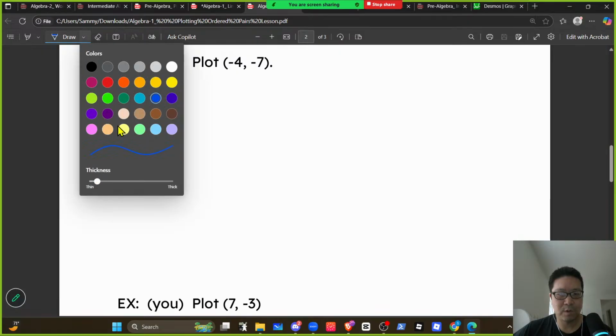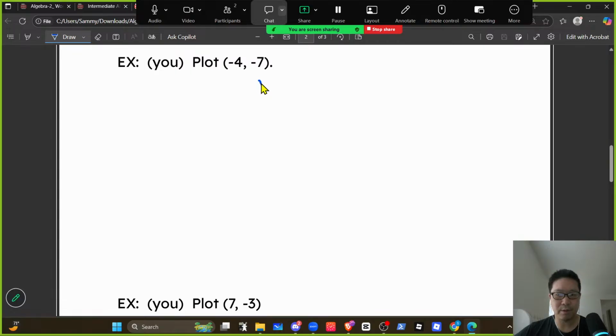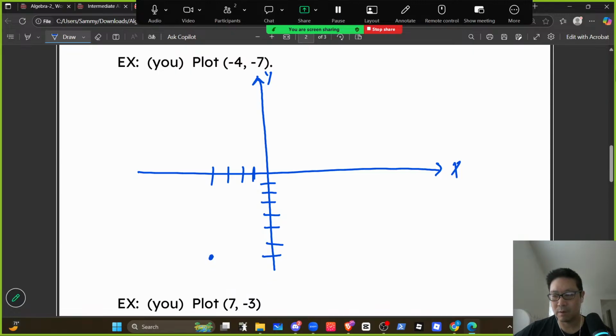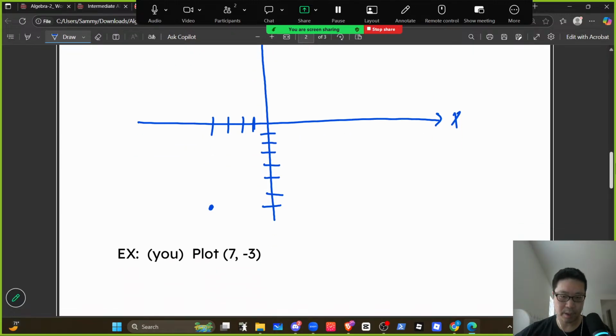I'm done. Okay, so if you were to do it, it would be something like this. -4 is telling you to go left or right. Left. So 1, 2, 3, 4. And -7 is telling you to go up or down. Down. So I'm going to go 4 left and 7 down. That's our answer. Okay. And what quadrant is it in? 3. Yeah, quadrant 3.